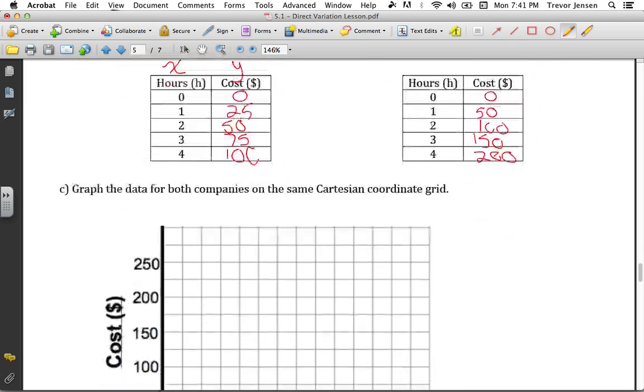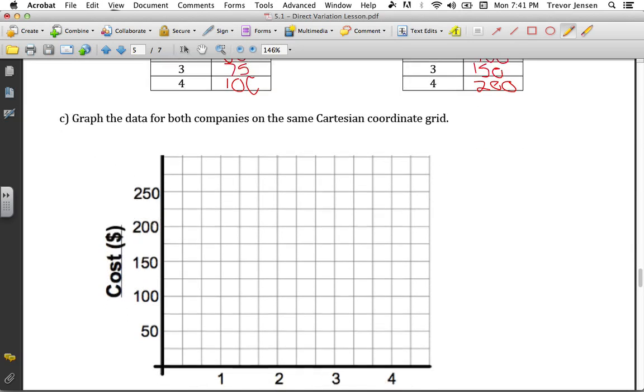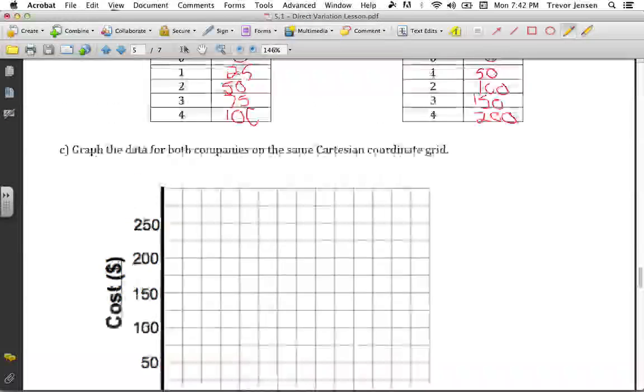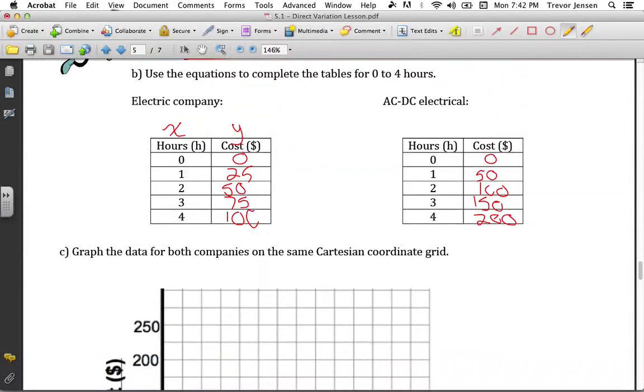Now let's graph this data. These are all of our points here. They both have an initial value of 0, 0. Both of them start at 0, 0, and that's the definition of a direct variation. So let's graph electric company first.